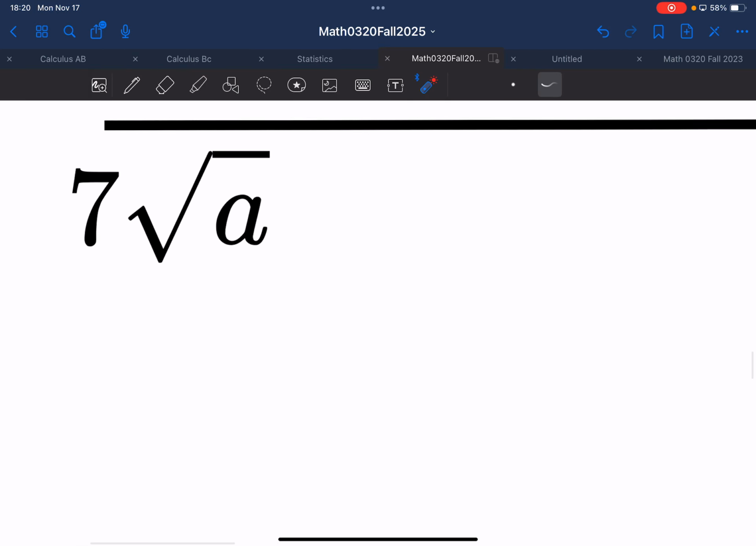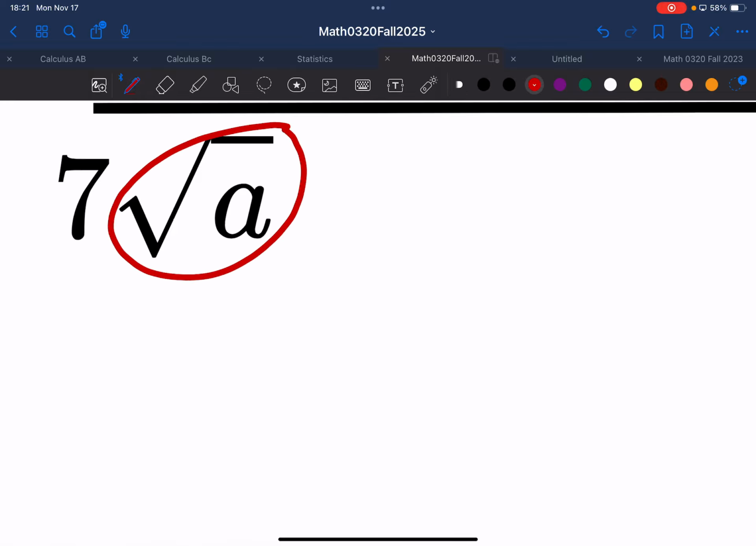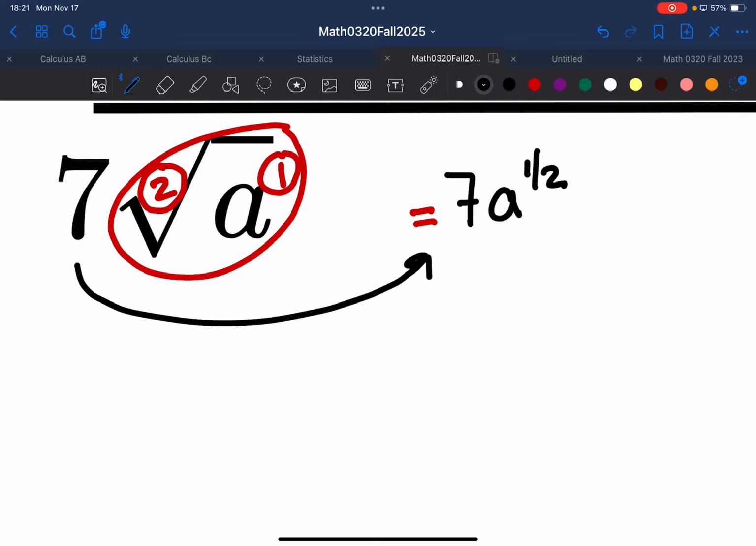So like this one. What's the only thing under the radical? A. So that means we're only dealing with this first. The 7 is just going to follow into our answer when we're done. Again, we don't see a number here, so we assume that number is 2, and we don't see an exponent here, so we assume that number is 1. So if we're just talking about A, this is the same as saying A to the 1/2 power. But then the 7 comes along for the ride, and we put the 7 in the front.